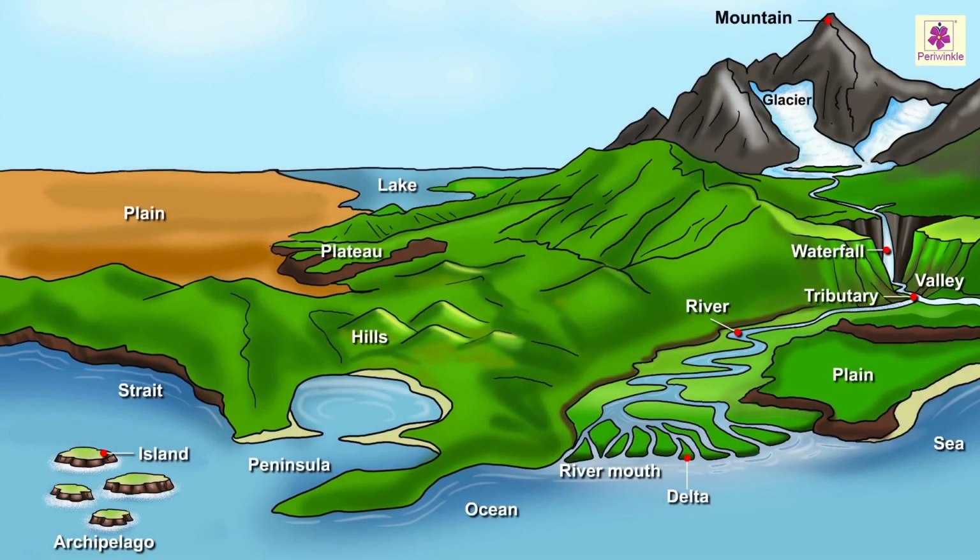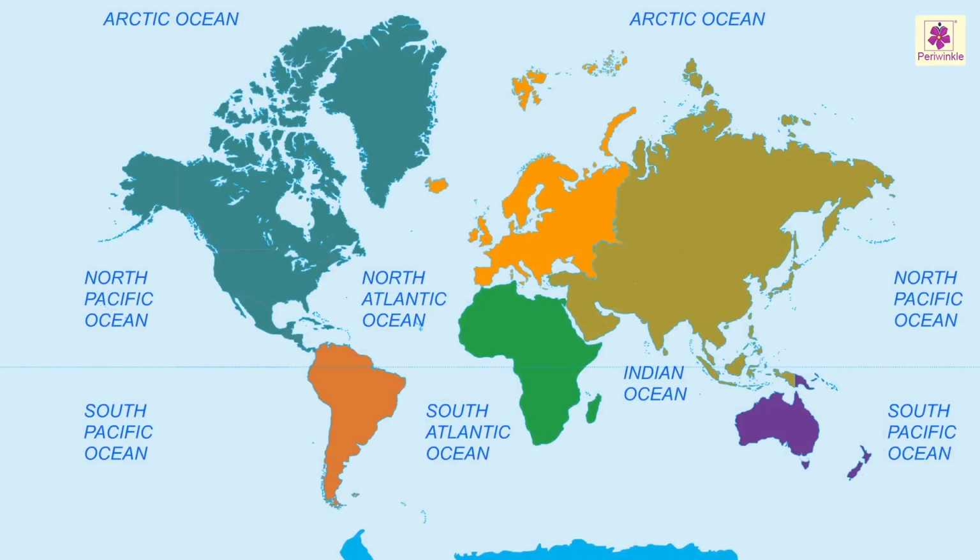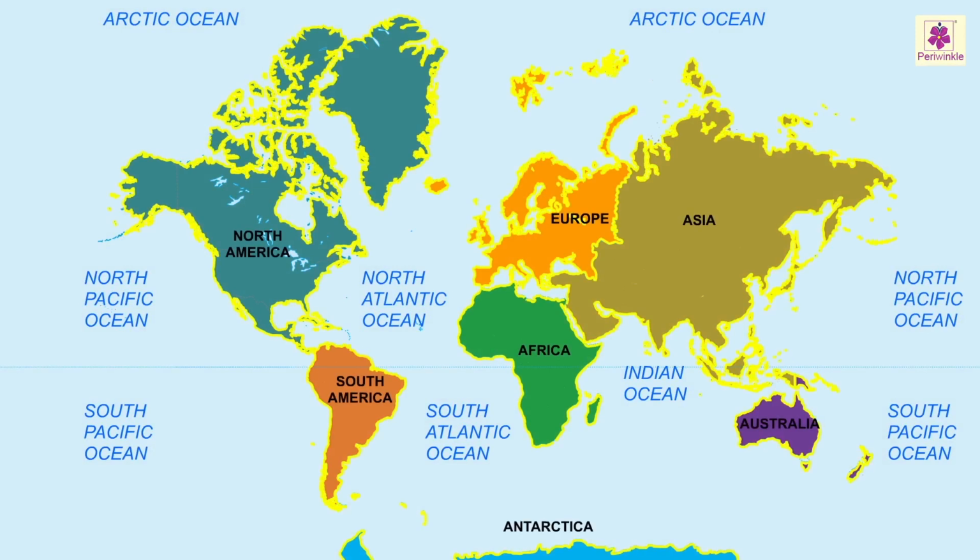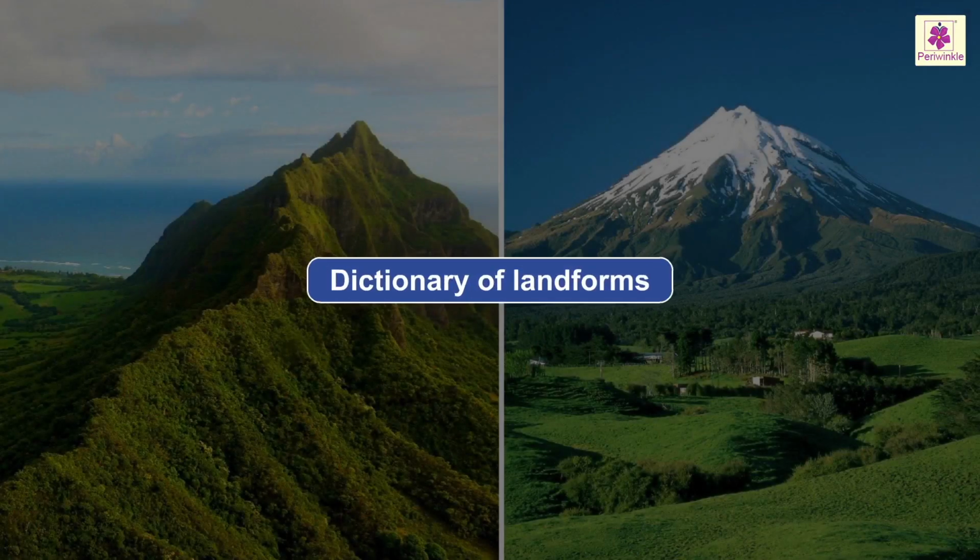Earth does not have the same flat and smooth surface everywhere. The land areas on Earth, which we call continents, have a variety of landforms. Dictionary of Landforms.